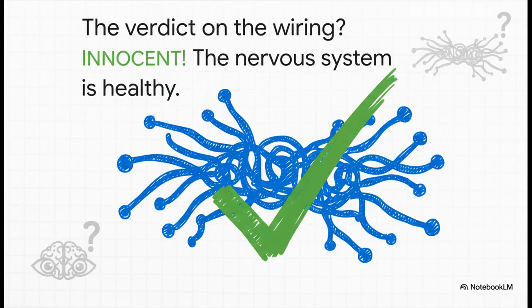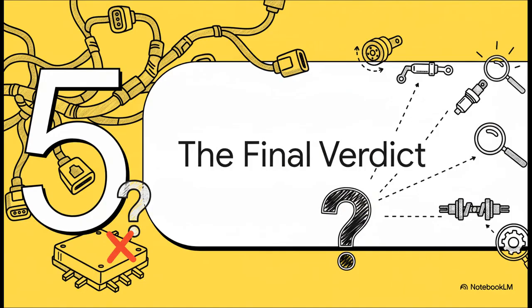So after painstakingly testing every single wire that connects the ECU to those sensors, the results are in. Every wire passes the lie detector test with flying colors. This means our nervous system, the whole harness and all the connectors, is not the culprit. We can cross it right off our list. Okay, so we've cleared the wiring, our nervous system. And since the brain, the ECU, is usually the least likely culprit in cases like this, well, that leaves just one group of suspects left to interrogate, the sensors themselves.